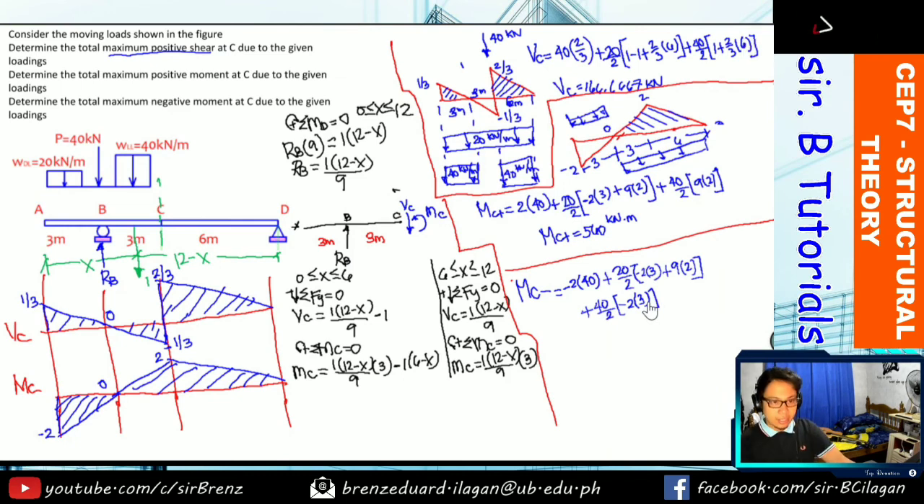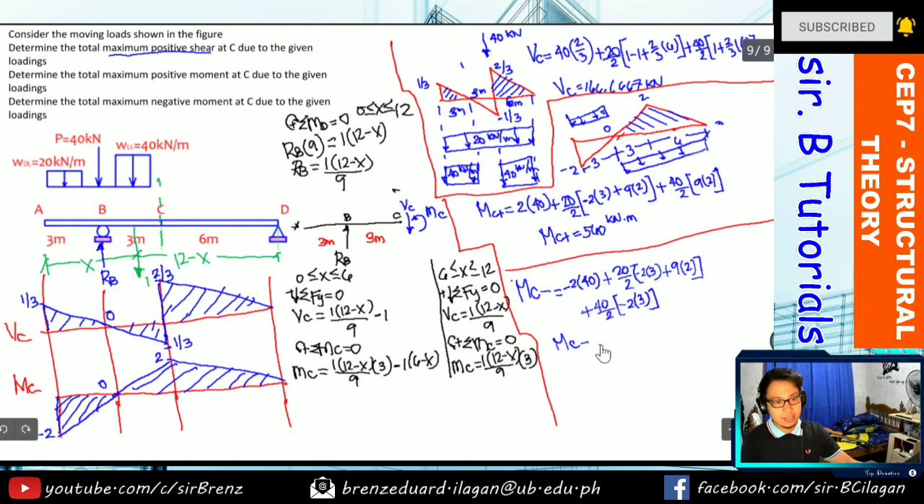Okay, so I think we're done. Pindutin na lang natin sa AlQ. So, what is the maximum negative moment? So, negative 2 times 40 plus 20 divided 2 times 6, negative 6 plus 18 plus 40 plus 20, 40 over 2 times negative 6. So, ang sagot dito is negative 80 kilonewton meter.